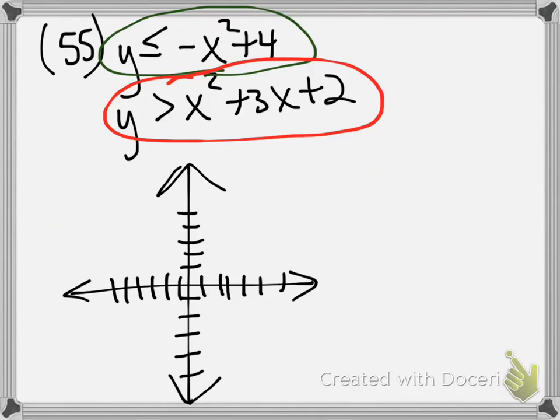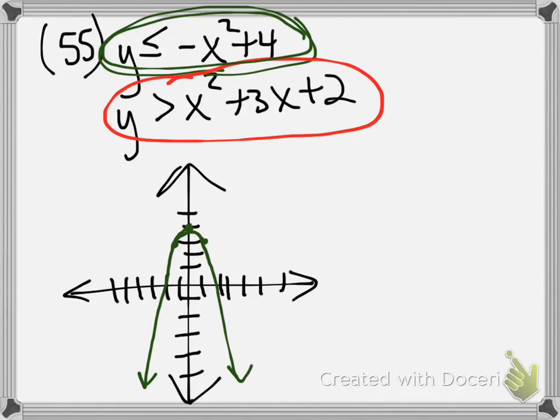Starting with the green graph, I know that this is a parent function that's been shifted up 1, 2, 3, 4 places. And it has a slope of -1. So I go down 1 over 1 and down 1 over 1 the other direction. And then I connect these dots to make a U. It's less than, so I'm going to shade below the vertex, right here.